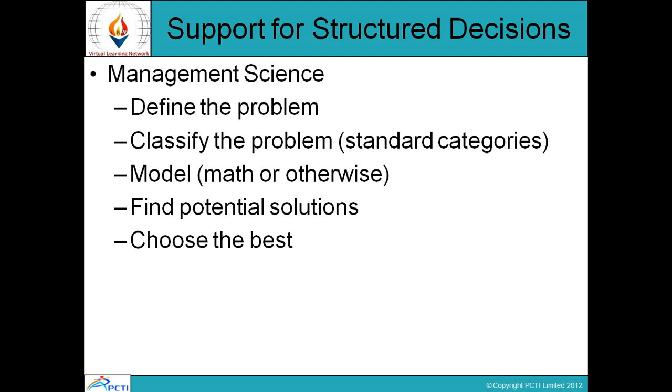Now, support for structured decisions. Management science defines the problem, classifies the problem in terms of standard categories, models them in mathematical terms or otherwise, finds potential solutions and chooses the best solution. This sort of approach is called management science, where we move from what the problem is to how to resolve the problem by finding potential solutions, right?